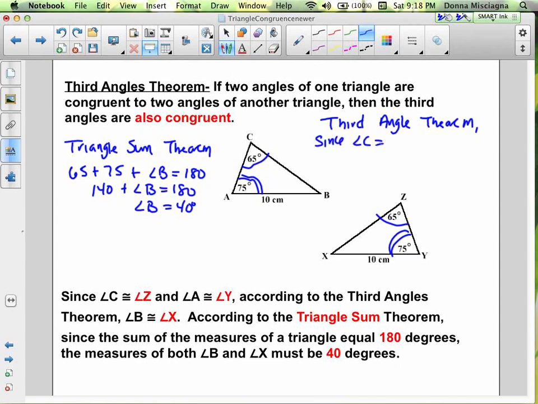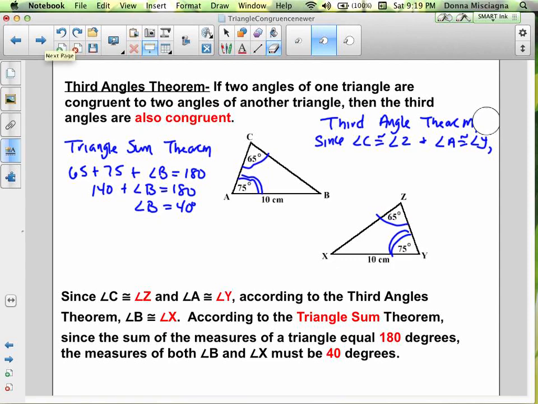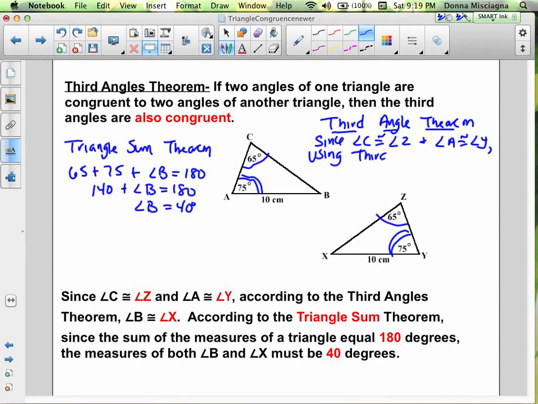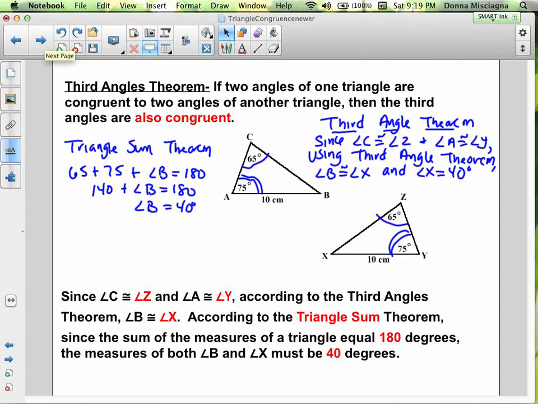Since angle C is congruent to angle Z, they have the same measure, and angle A is congruent to angle Y, using third angle theorem. Here I'm just putting a label on the top, so I don't want to use that as part of my sentence. All right, here's my explanation. Since angle C is congruent to angle Z and angle A is congruent to angle Y, using third angle theorem, angle B is congruent to angle X, and angle X equals 40 degrees too. There we go. So we've used the 2 theorems that we've learned to find the measure of 2 angles in our triangles.